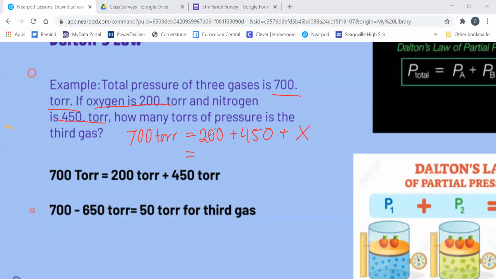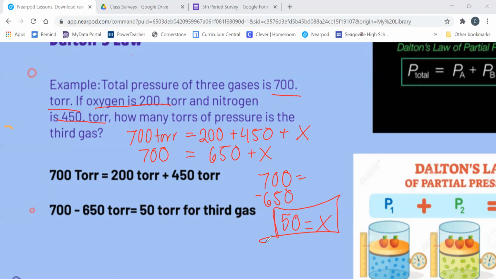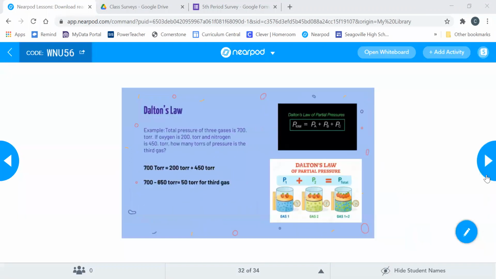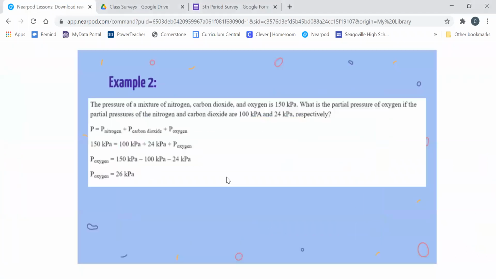So what I have to do is add them together. So it's gonna be 4, 5, 6, 650. And then to figure out the last one, all I have to do is minus them. So you don't have to multiply, you don't have to divide, you just have to do minus 650. And then our answer will be 50. So that's how they got 50 for the answer. And we're gonna do the other example, where the answers are already given.